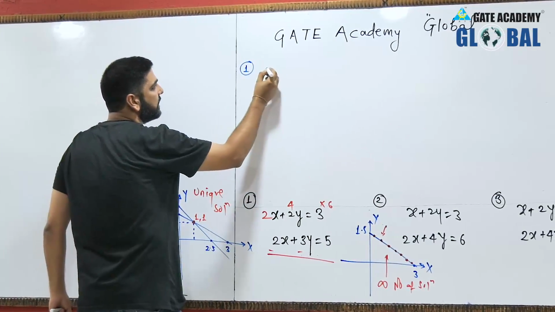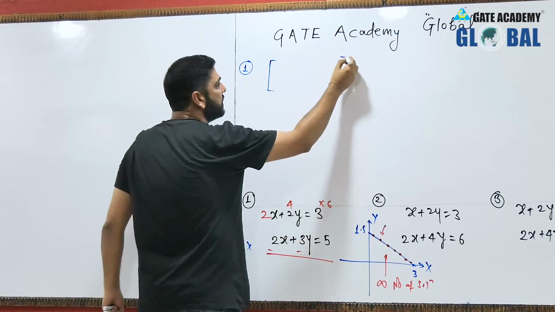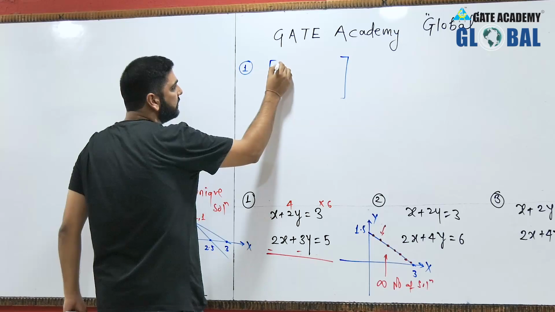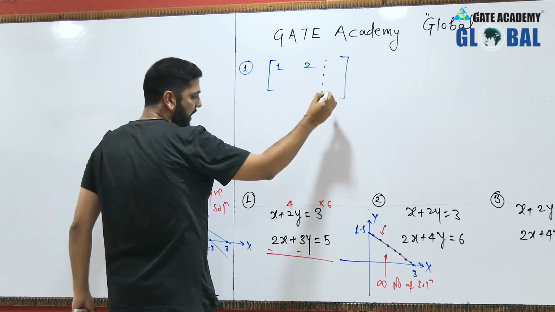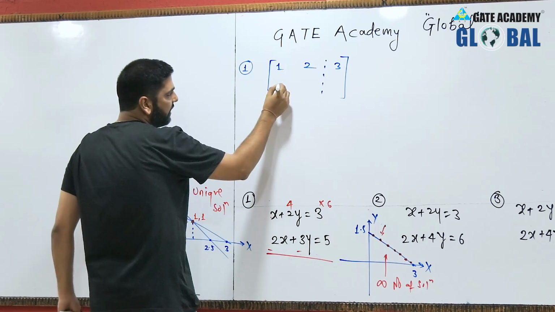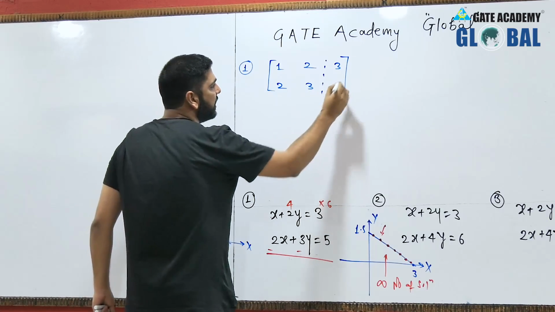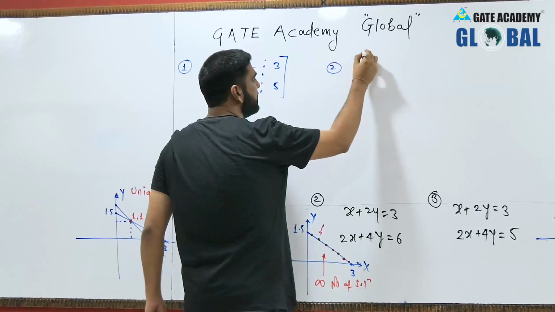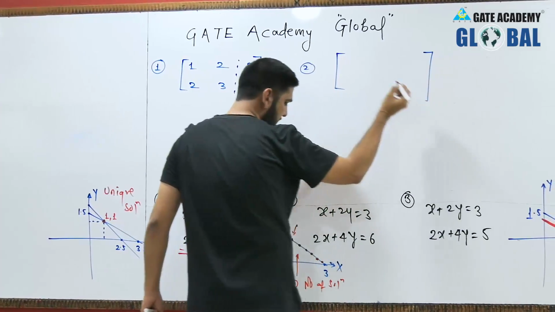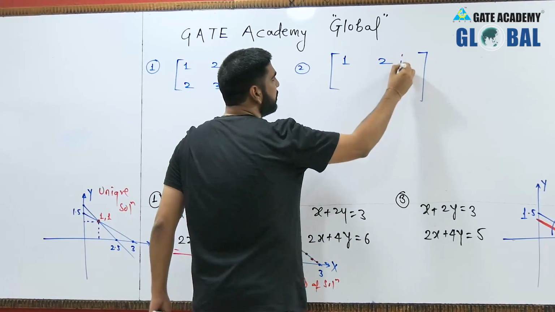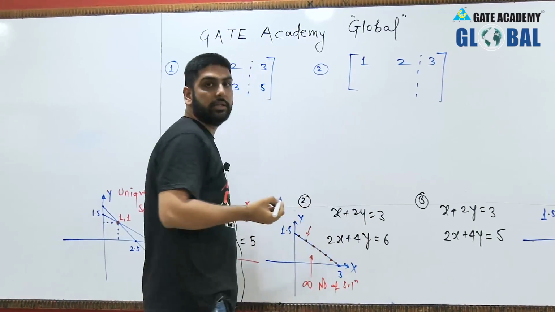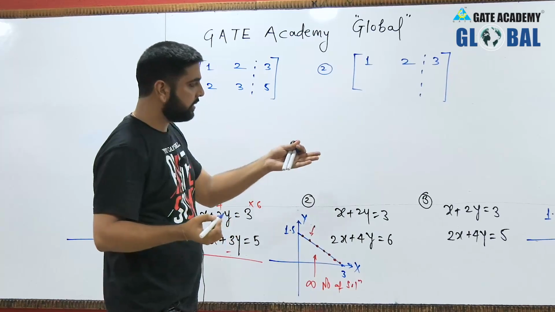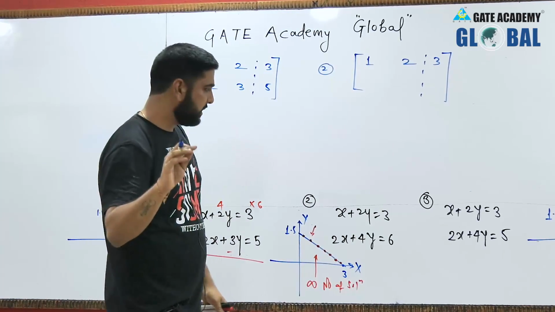What is the matrix for system 1? The matrix is of 2 cross 3, with values 1, 1, 2, and after the equal sign 3 here, and 2, 3 and 5. This is the first system. Now the second system in the matrix representation, like this: 1, 2 and 3, because the first equation is absolutely the same in all three systems.